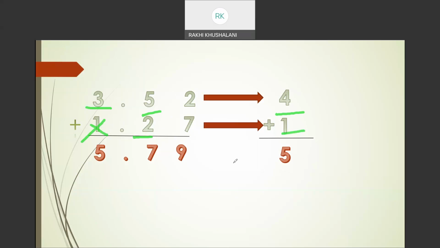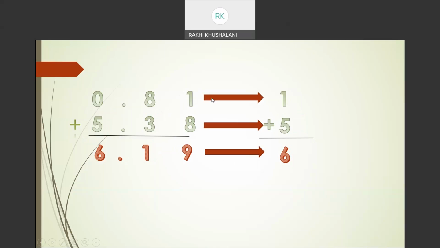I'm just showing you the addition by rounding it off. One exercise is there where you first have to round off the decimal numbers and then you have to add them. So this is how it works. It's not very appropriate, but right now this is the method you have to follow. Okay, no issues.